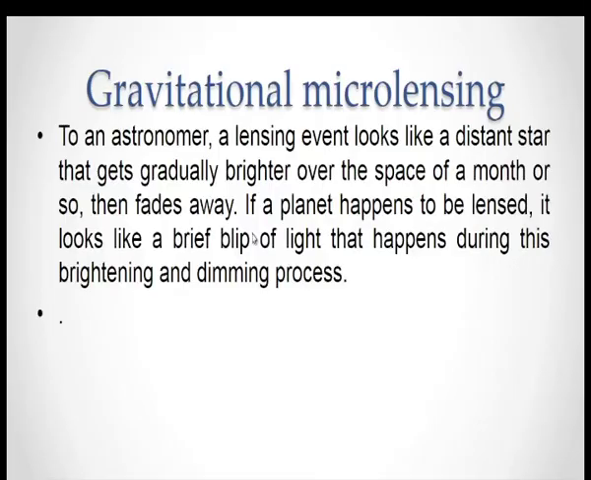To an astronomer, a lensing event looks like a distant star that gets gradually brighter over the space of a month or so, then fades away. If a planet happens to be lensed, in the sense that light from the planet is bent and focused, it looks like a brief blip of light that happens during this brightening and dimming process. So this brightening and dimming process will help astronomers find the existence of exoplanets.